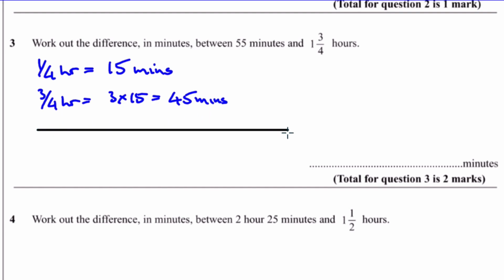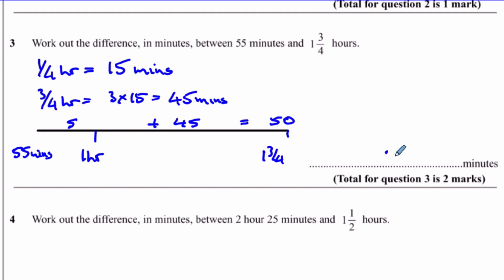Draw a line. We start at 55 minutes. We're going to go up to 1 hour, so we've added 5 minutes. And then we're going to go from 1 hour to 1 3/4 hours. And 3/4 of an hour we know is 45 minutes. So in here I've got 45 minutes. So I've got 5 plus 45 is 50 minutes. And then write your answer in the correct place. Make it easy for the person marking this to give you the marks.